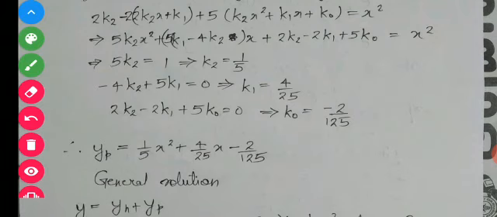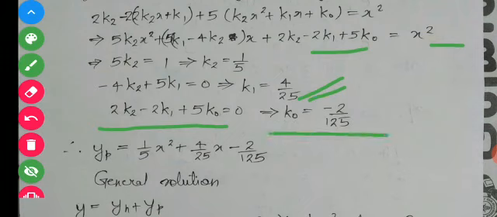So the first equation is 5k2 equal to 1, which I get by equating coefficients of x square on both sides. From there I get k2 equal to 1 by 5. The second equation is minus 4k2 plus 5k1 equal to 0, which I get by equating the coefficient of x on both sides. From there I get k1 equal to 4 by 25, since we have already found k2 as 1 by 5. Now the third equation is 4k2 minus 2k1 plus 5k0 equal to 0, which I get by equating the constant terms on both sides. So from there I will be able to find k0, because we have found k1 and k2 already.